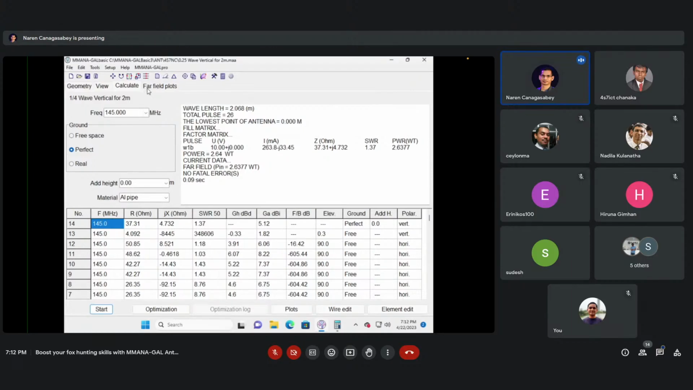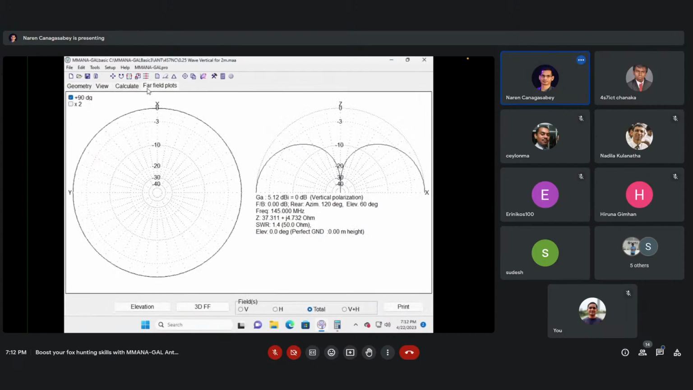And when we move on to the pattern, you can see you get this perfect circle. And as I move the cursor, you can see the gain is constant at 5.1 dBi. And here you see the sideways plot or the elevation plot. So you can see at different angles from the horizon, you can see the value of the gain. So you can see it reducing here.